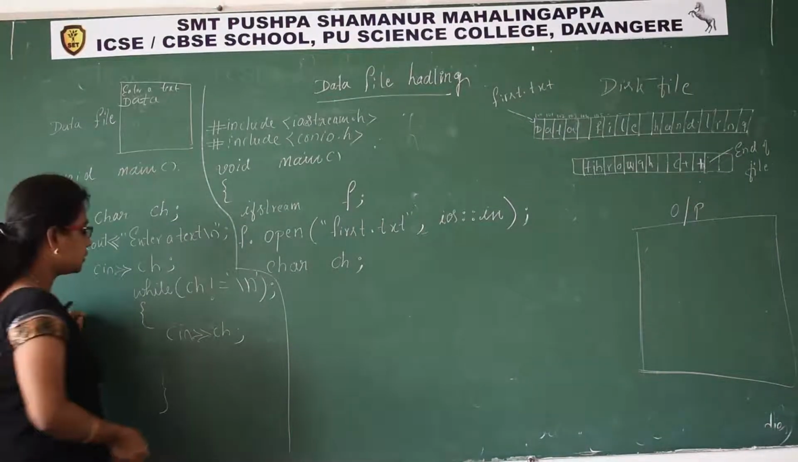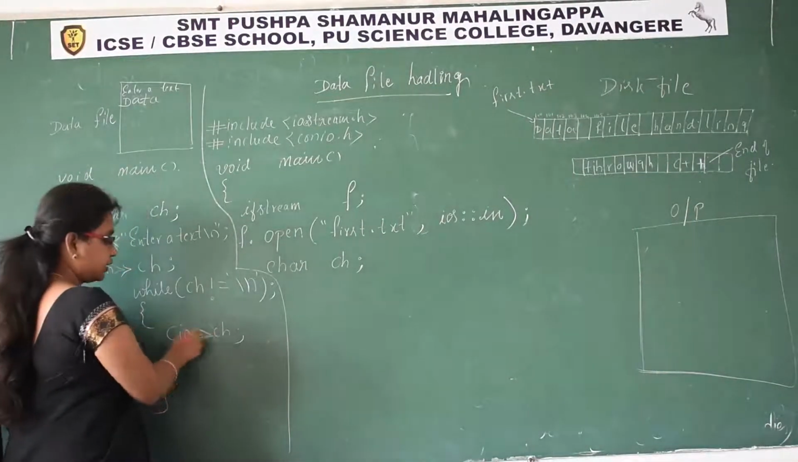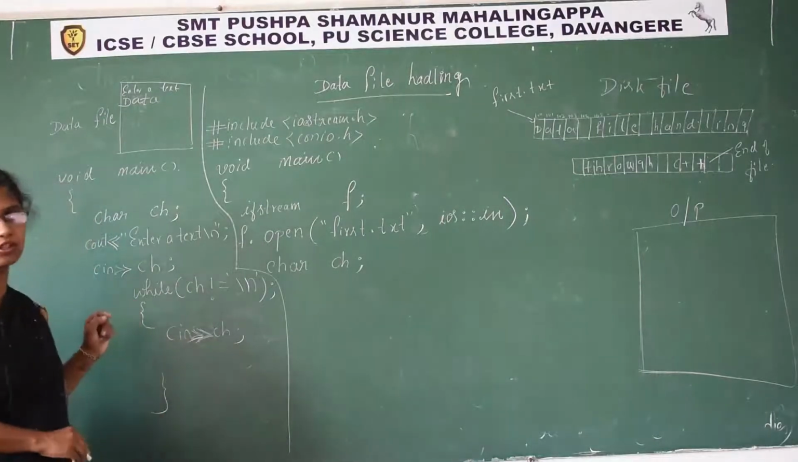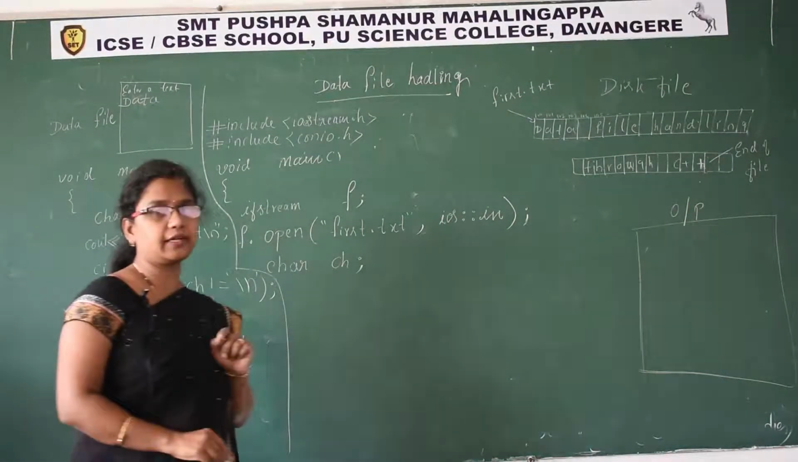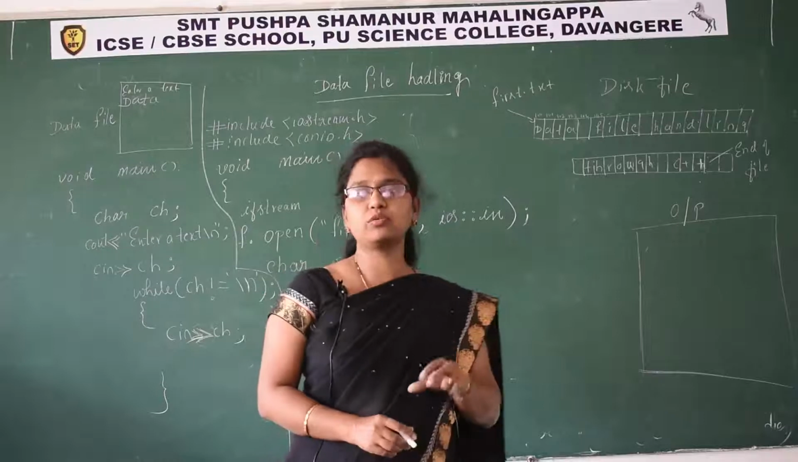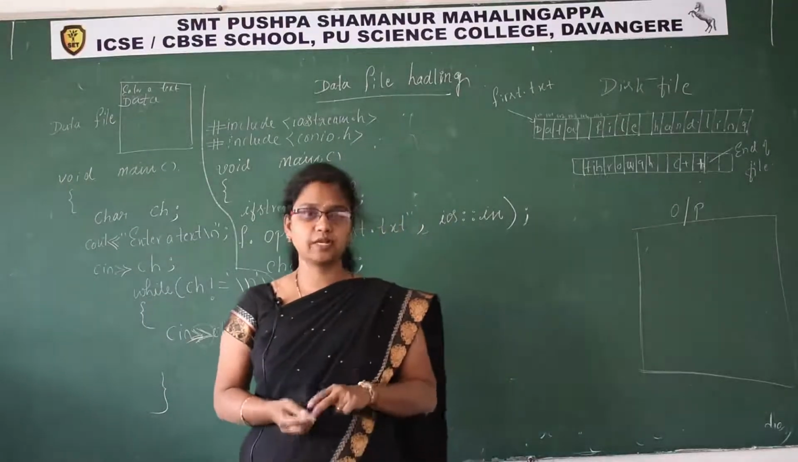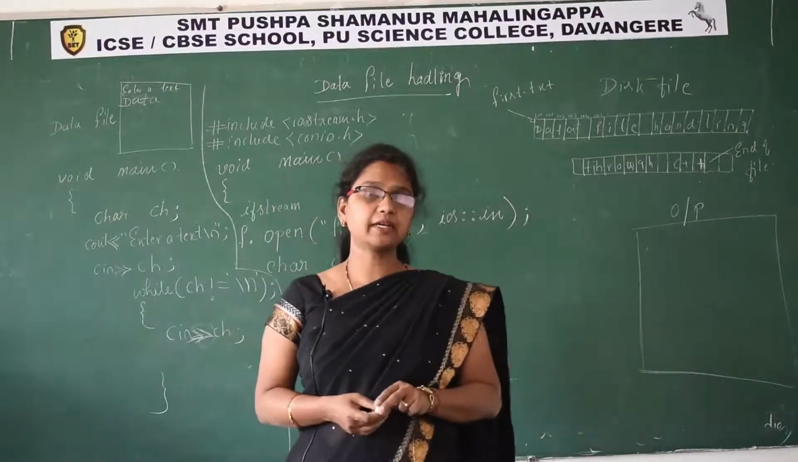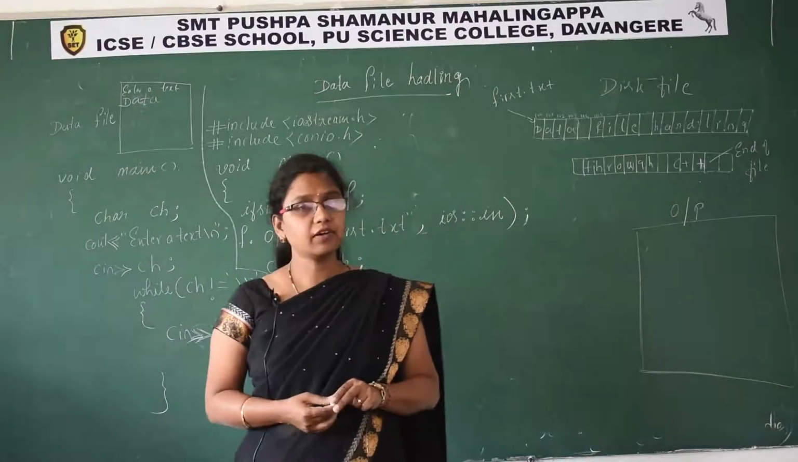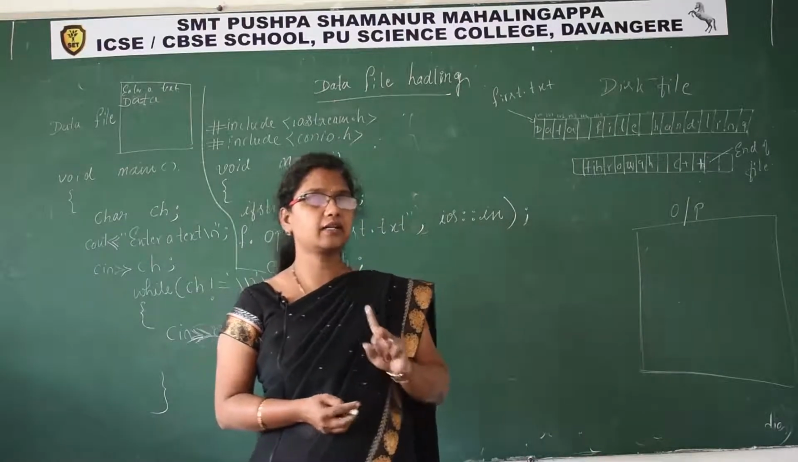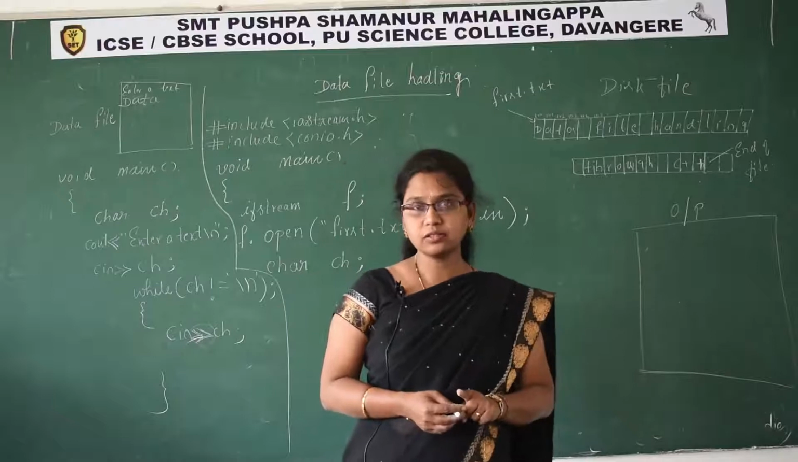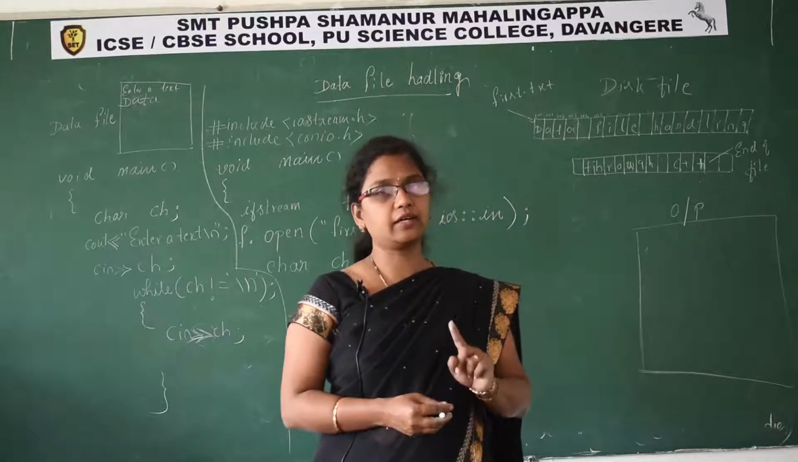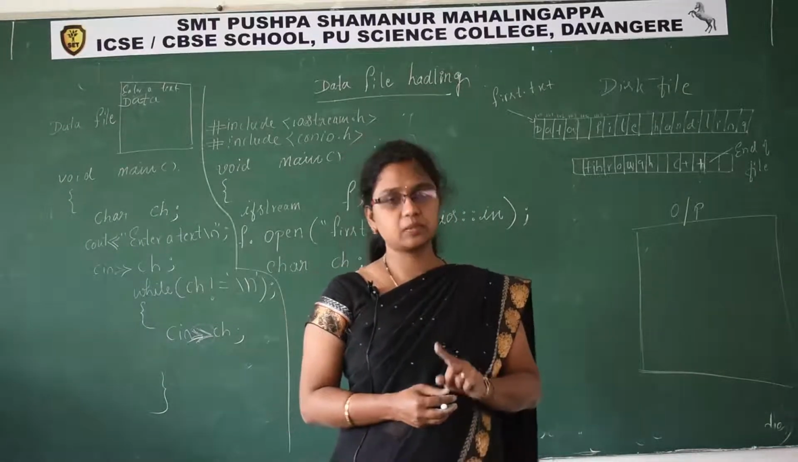So that's why, instead of the extraction operator, I will use the get function. You all know how to read a character. What are the different functions we use to read characters and strings? Get and getline functions are there. The get function reads a single character at a time. The getline function reads a line of text at a time, including white spaces.